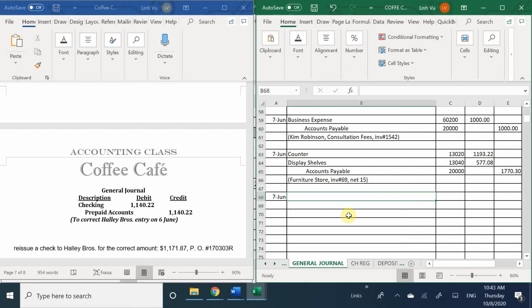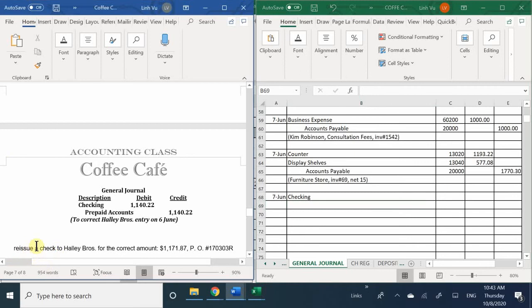Debit the account first. Credit the account last. We're gonna debit the checking, right? We're going to cancel this paycheck, okay? Because right here it says that we have to reissue a new check for the correct amount, what is our assumption? What are we gonna do with this check that we've already written?